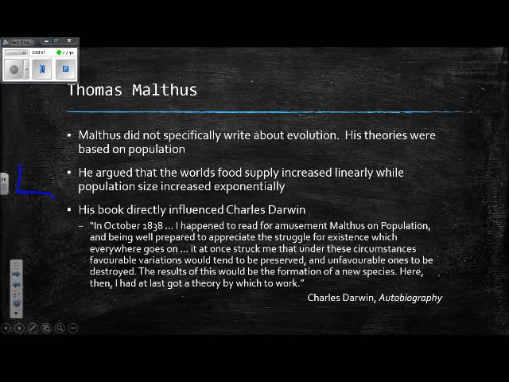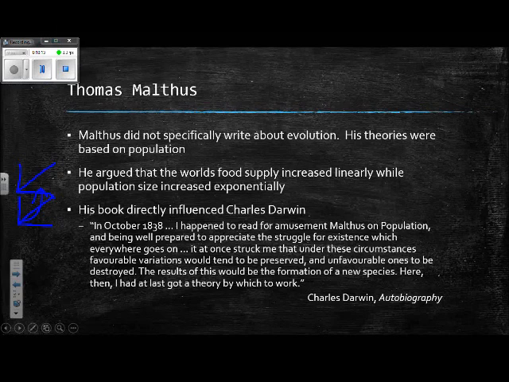Okay, so do you see how that could be an issue? Right here, right there, it's pretty good. But once we get up to here, the high side of the exponential curve, that's when people start having issues. So his book directly influenced Charles Darwin.